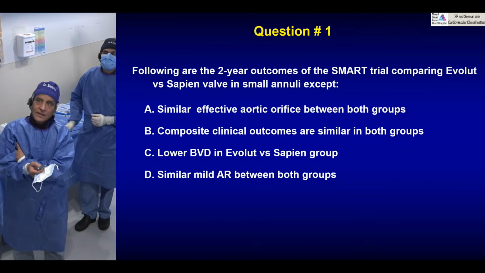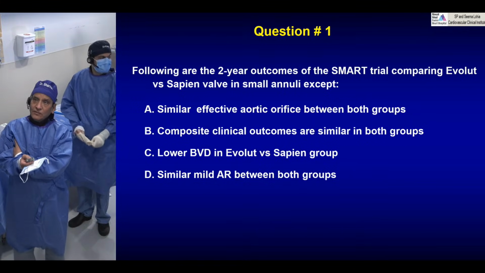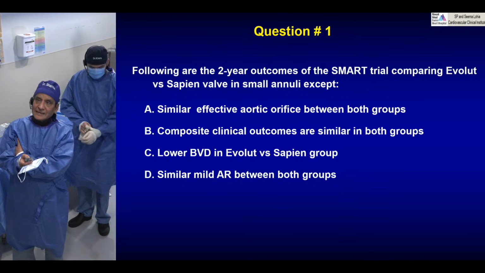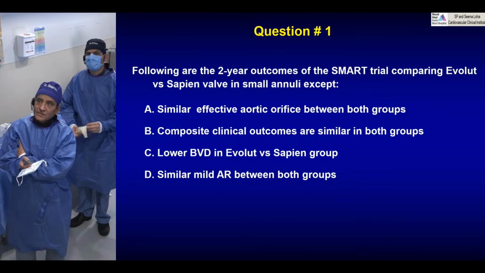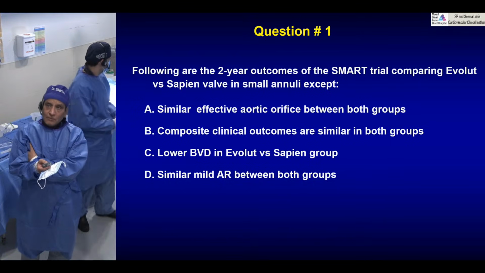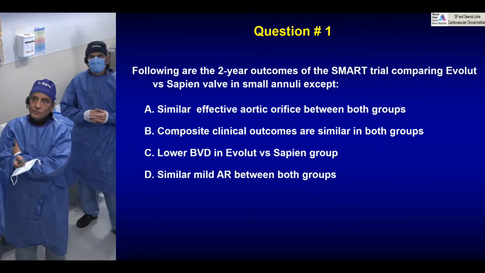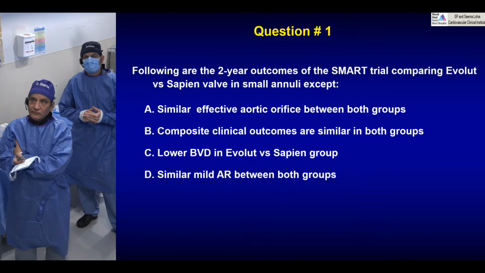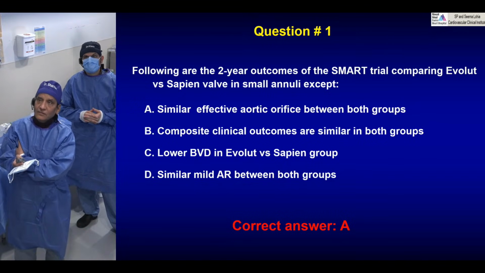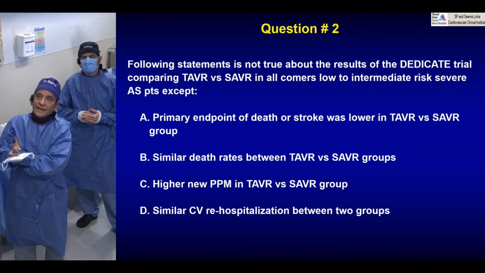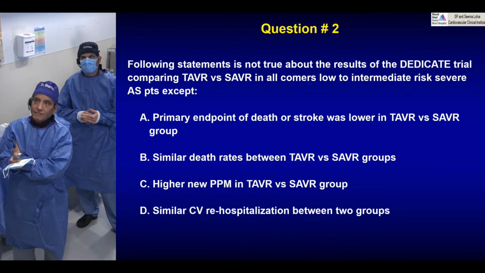So 3 questions. One: the following are the 2-year outcomes of the SMART trial, comparing Evolut versus Sapien in a small annuli, except similar effective aortic orifice, composite clinical outcomes are similar, lower bioprosthetic valve degeneration in Evolut, and similar mild AR between the 2 groups. The effective orifice was clearly better with the self-expanding, 1.9 versus 1.5. So A is wrong.